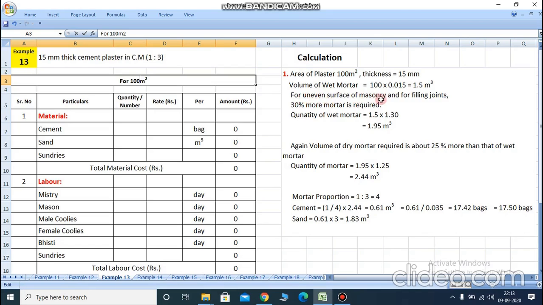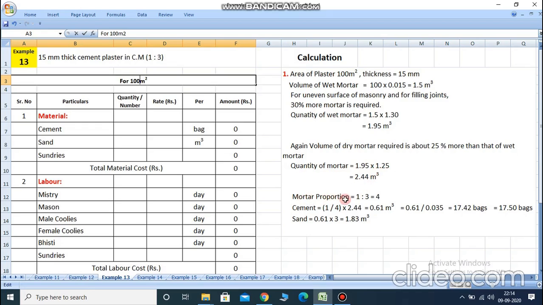And for the uneven surface of the masonry and for filling the joints, 30% more mortar is required. So here 1.5 multiplied by 1.30. So we got the answer 1.95 meter cube as the quantity of the wet mortar. Now again, the volume of the dry mortar required is about 25% more than the wet mortar. So the quantity of the mortar is equal to 1.95 multiplied by 1.25. So we got the answer 2.44 meter cube.